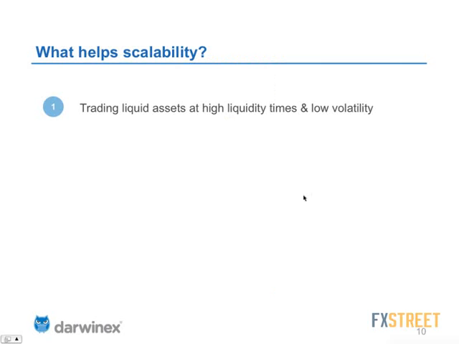So obviously you're wondering what helps the scalability. Well, you basically have to go fishing where there's a lot of fish to begin with. So it's best to trade liquid assets. And then the more liquid the times when you trade, the better. So it's much better to trade when there's no news, because the likelihood of slippage is much lower than it is by trading during news times.